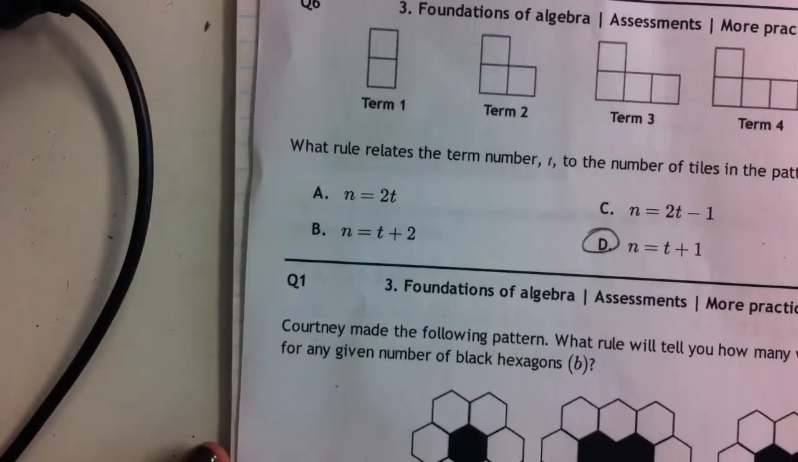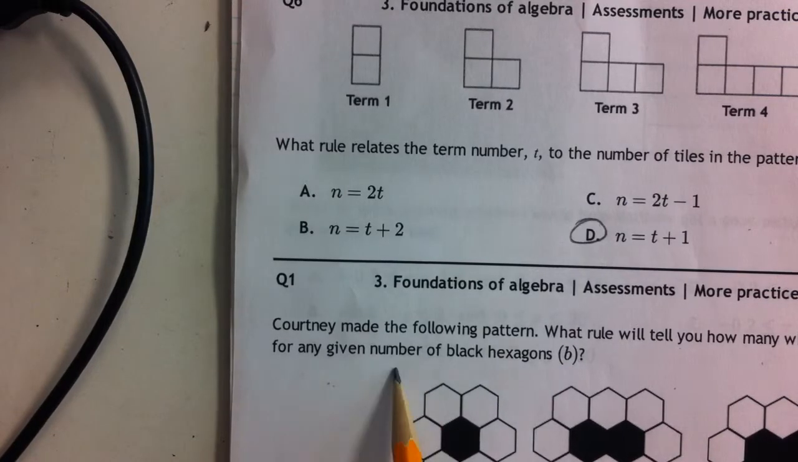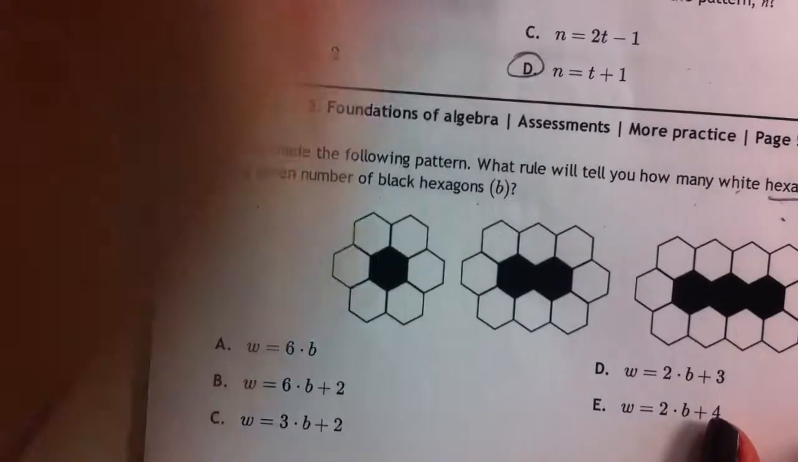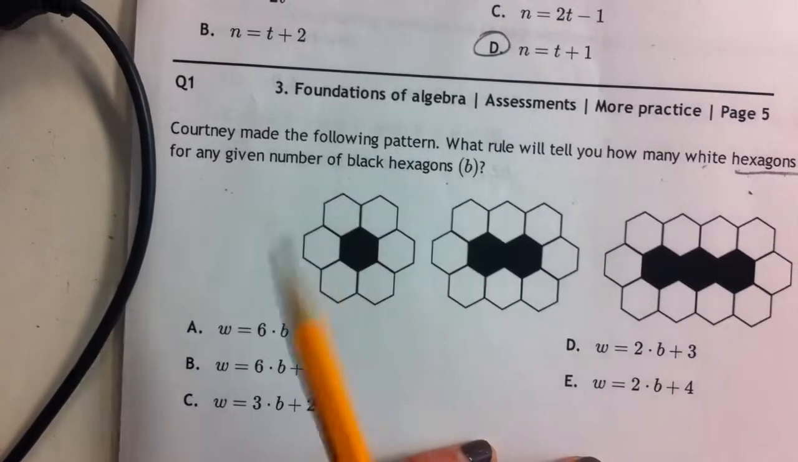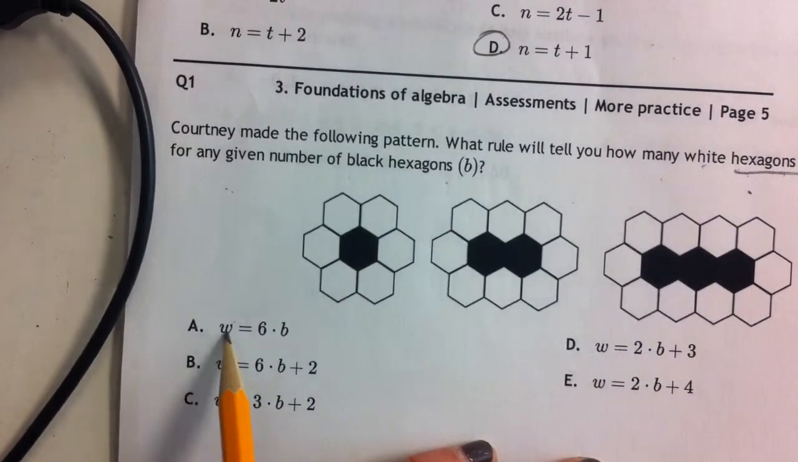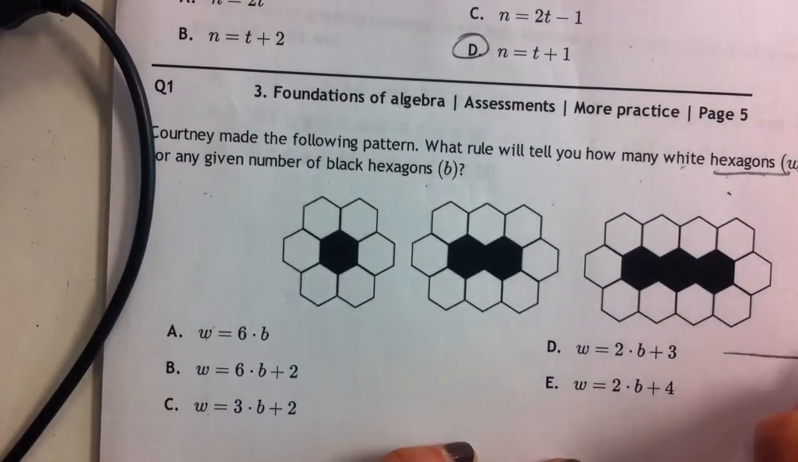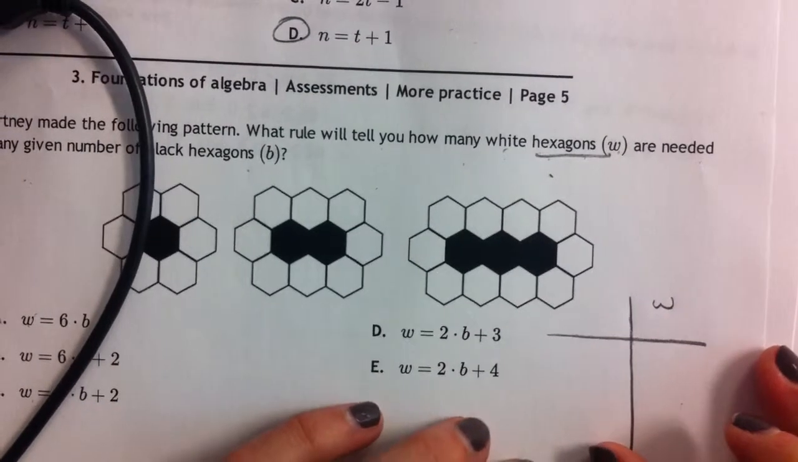Courtney made the following pattern. What rule will tell you how many white hexagons, W, are needed for any given number of black hexagons? So let's make a table again. If you take a look at our choices here, W is always on the left, and so that lets us know that W is always going to be our output. Remember, it always starts with output.